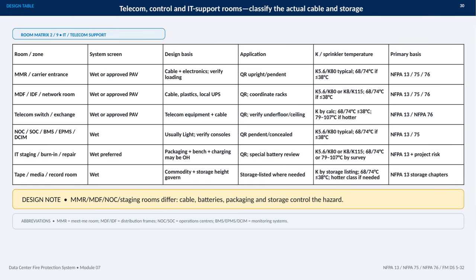Tape, media, and record rooms are different again, because commodity type and storage height determine the sprinkler design. Across the table, wet systems or approved preaction systems are identified, with quick-response sprinklers commonly used. K-factors and temperature ratings must be confirmed by calculation, room conditions, and the applicable NFPA or FM basis.